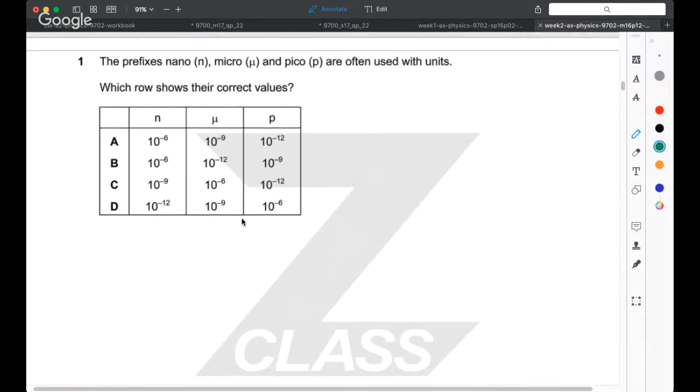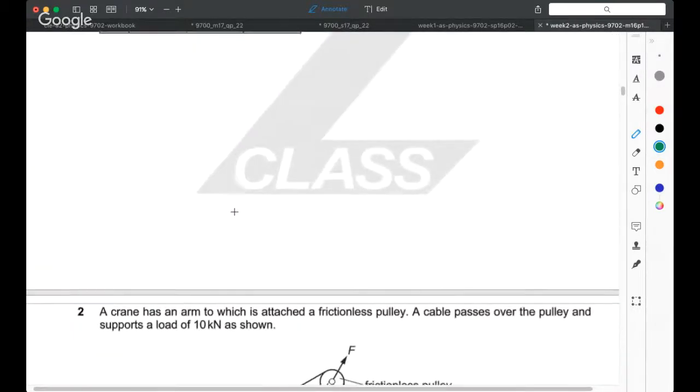Isn't this a C, right? C. Why is it C? Nano is always -9, and you know nano is smaller than micro but bigger than pico. This is C. This is quite an easy one.